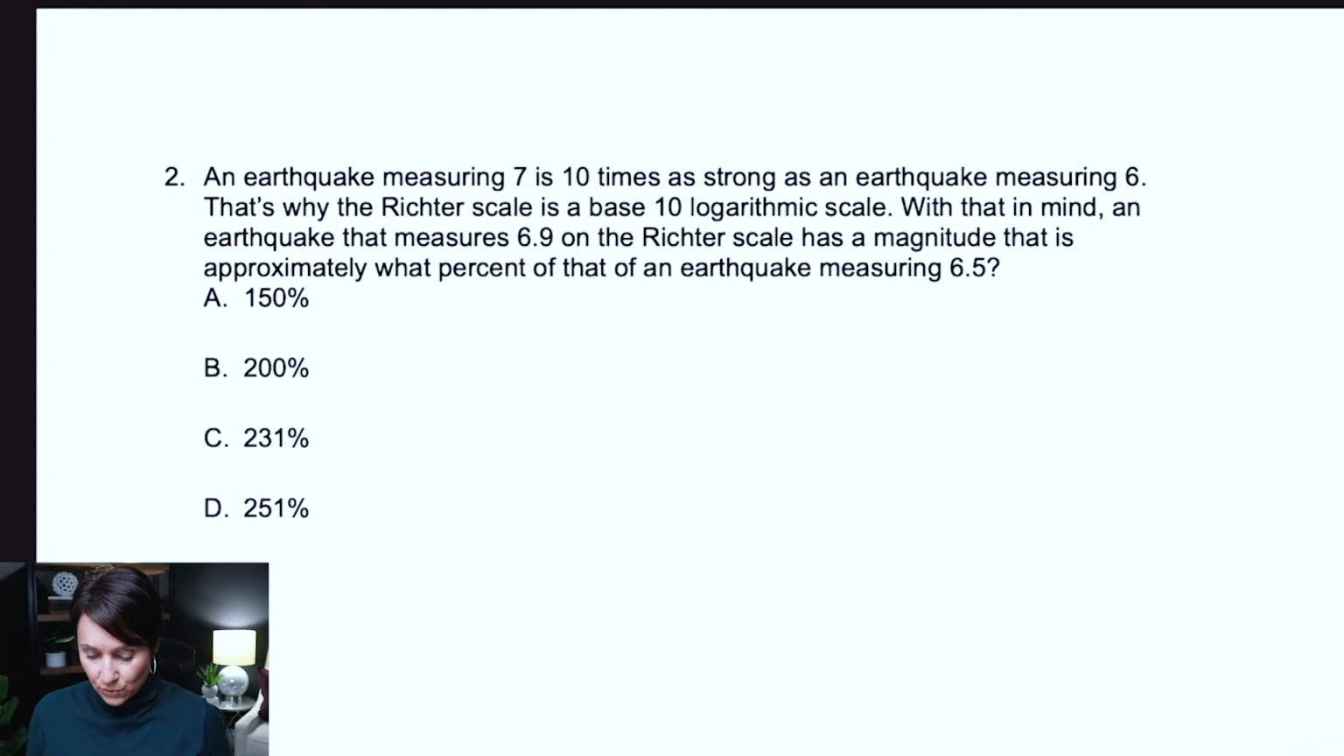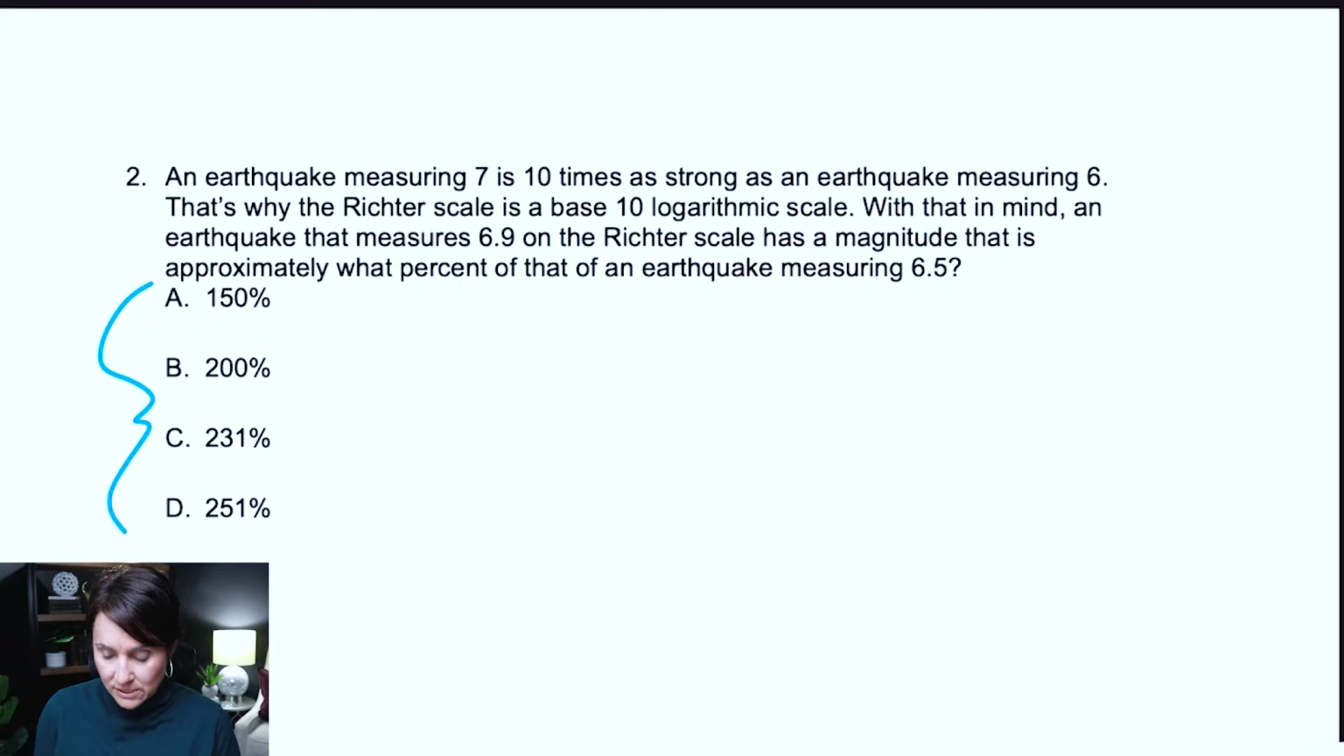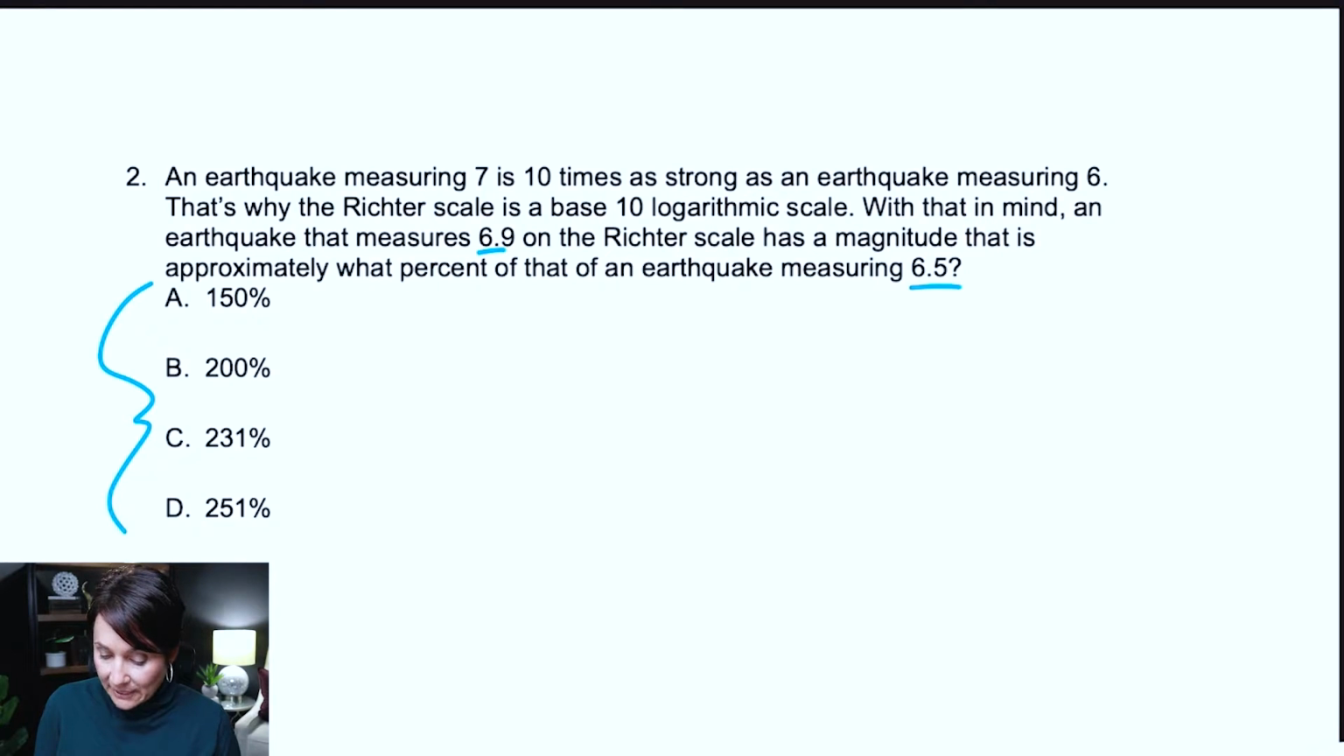Let's take a look at number 2 here. Now again, I'm going to look at my answer choices here, and you can see I have percentages. Doesn't tell me much. Let's read the question stem. With that in mind, an earthquake that measures 6.9 on the Richter scale has a magnitude that is approximately what percent of an earthquake measuring 6.5? Okay, I still don't know what I'm talking about here, so let's read the whole thing. An earthquake measuring 7 is 10 times as strong as an earthquake measuring 6. That's why the Richter scale is a base 10 logarithmic scale.